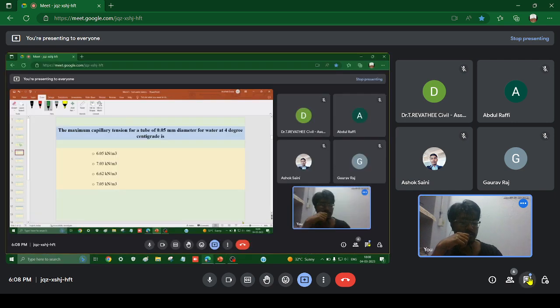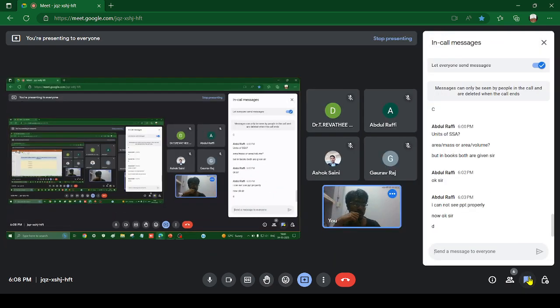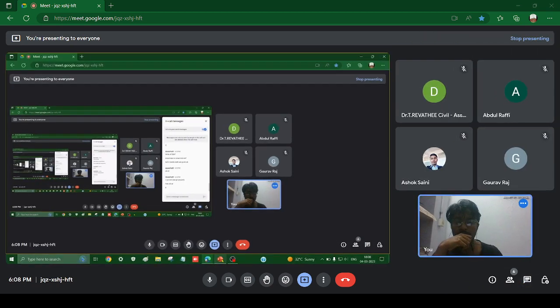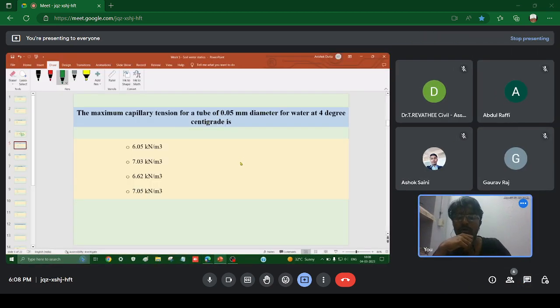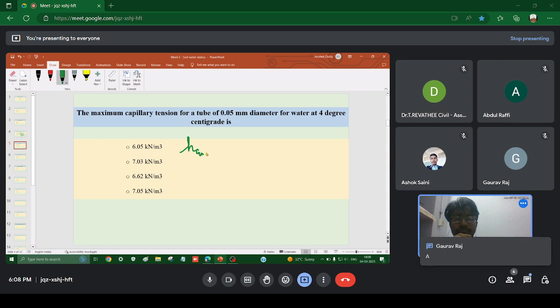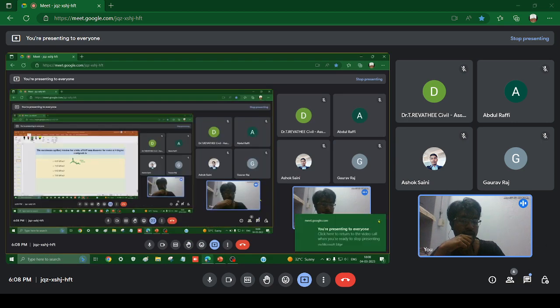Okay, D. No. So you don't know the formula, I guess. At 4 degrees centigrade, the maximum height of capillary action, HC max, you need to first calculate. A. Yes, A is the answer. I'll show you how. Who told A? Ashok, right?